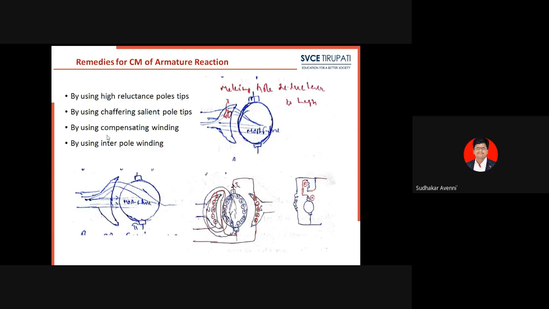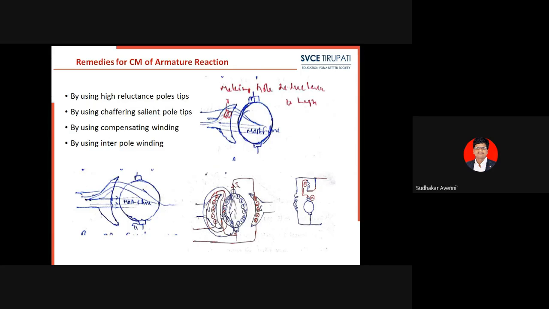Next important one is by using compensating winding. This is the compensating winding. Here the compensating winding is placed under the pole shoe of the DC machine. The flux produced by this compensating winding is in the opposite direction to the armature flux. The net armature flux is going to be reduced. Then there must be a reduction of cross magnetization effect as well as demagnetization effect by placing the compensating winding.